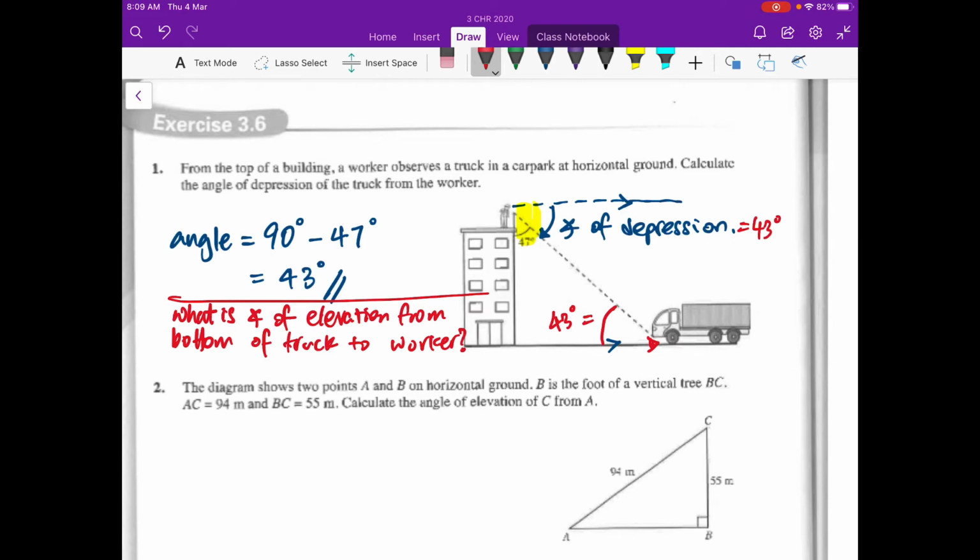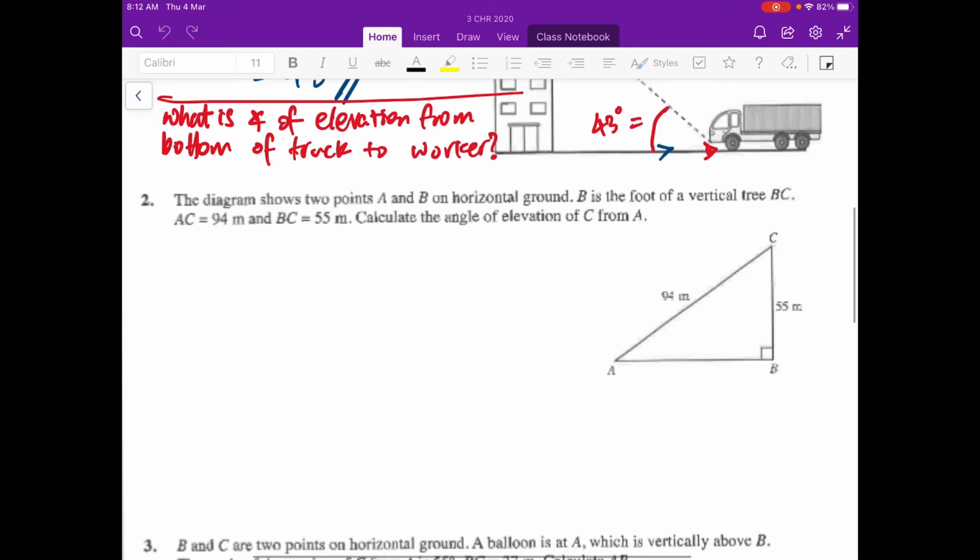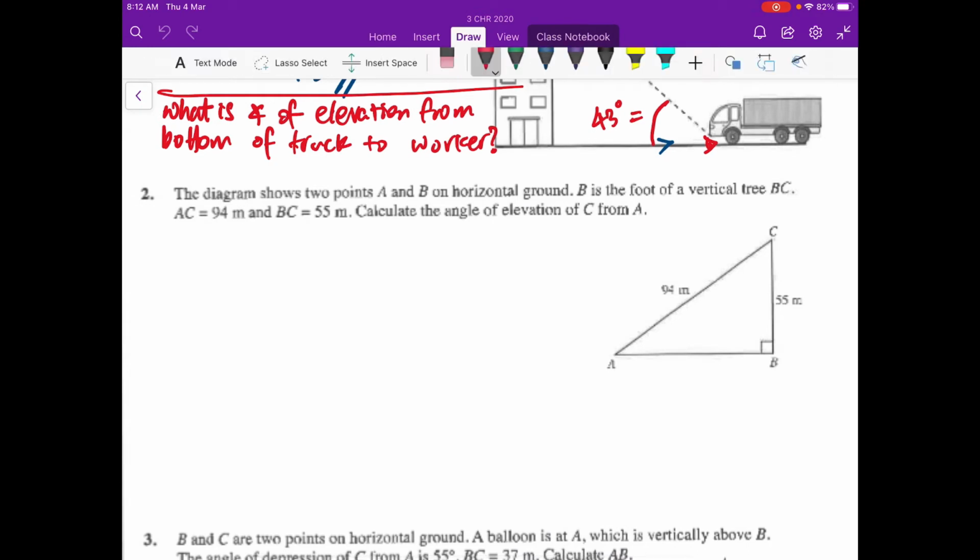So, what are some real life applications of angles of elevation and angles of depression? Horizontal ground. Horizontal means flat. A and B, they are on horizontal ground. B is the foot of a vertical tree. Foot is just the base. Okay, this is the base. So it's like a tree over here. AC is 94, BC is 55.